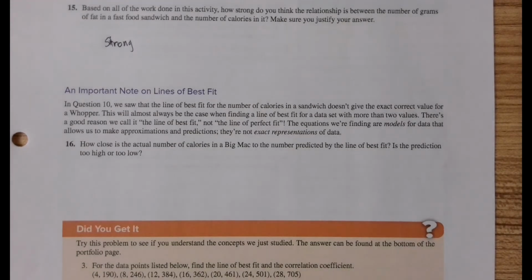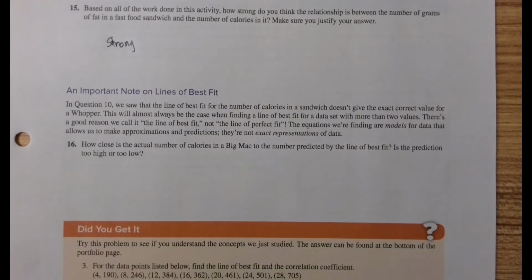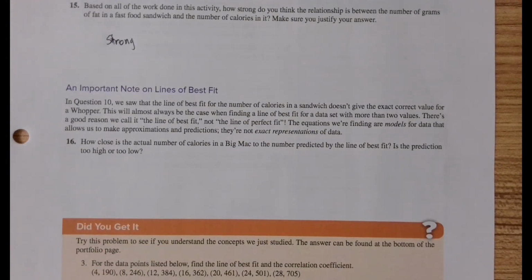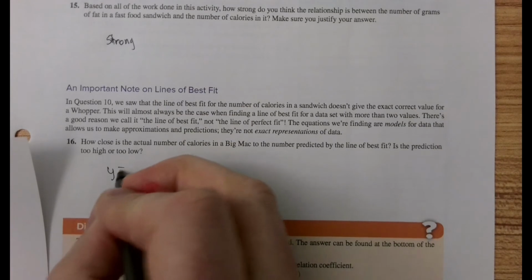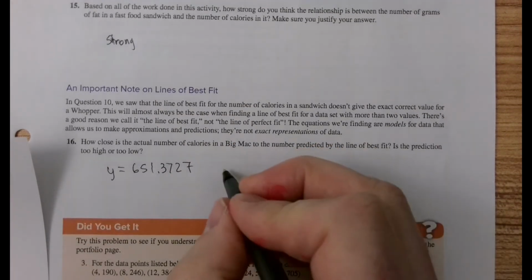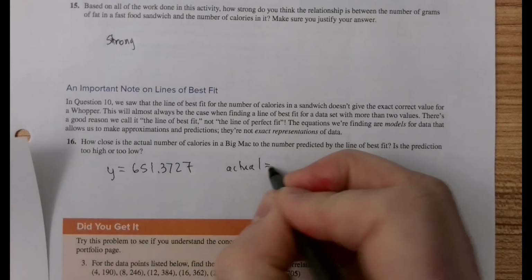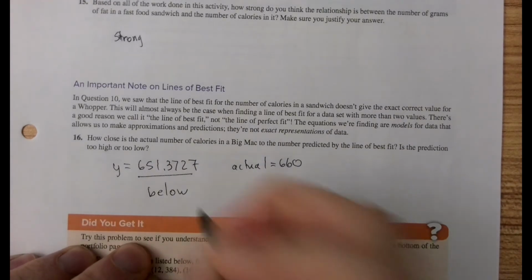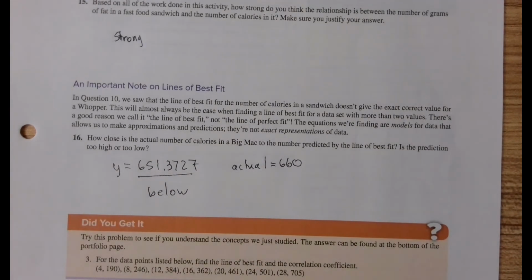So the other question we're going to get onto is, what do we do with these lines of best fit? So in question 10, recall that we made that prediction. And we got y equals 651.3727. That was our predicted value. And the actual value was 660. So notice our prediction is below. And if we wanted to, we could calculate the relative difference and the actual difference between these two using our formulas from Unit 1. And you do that in the project.